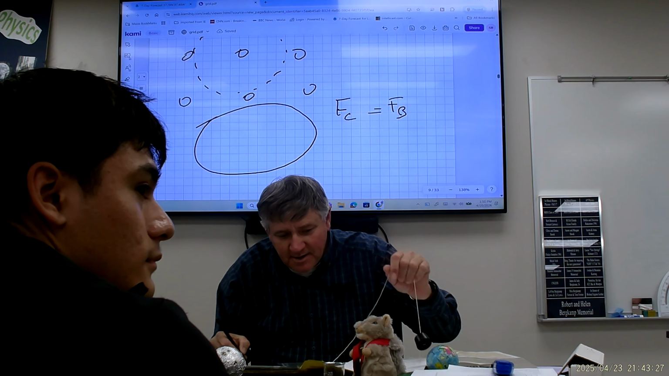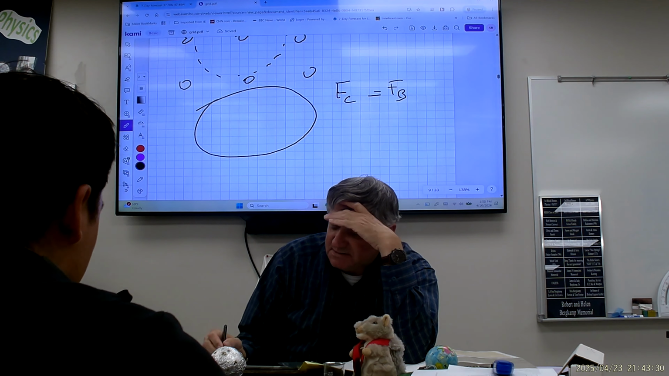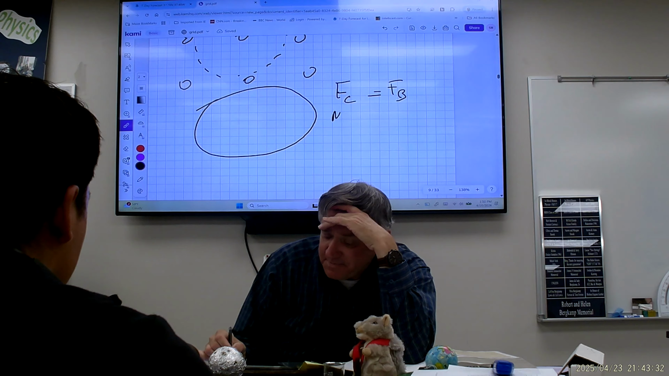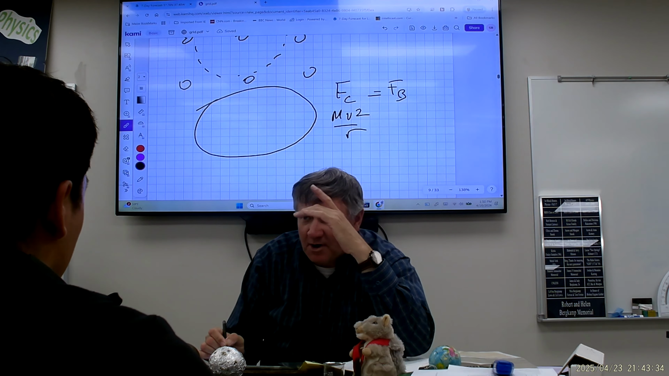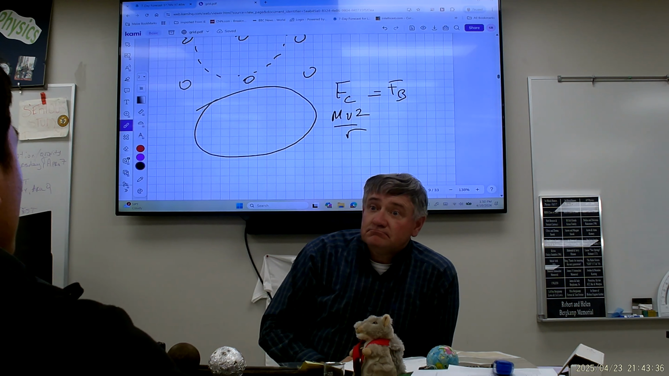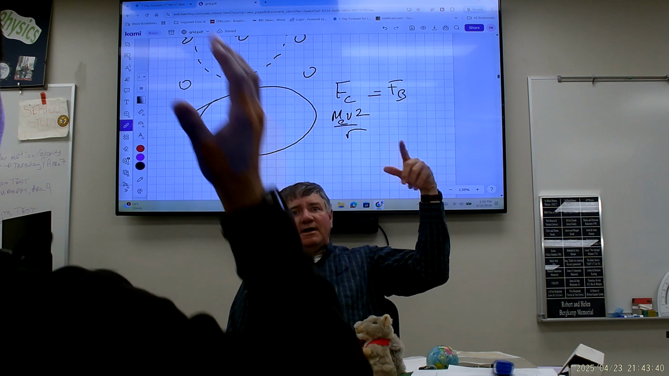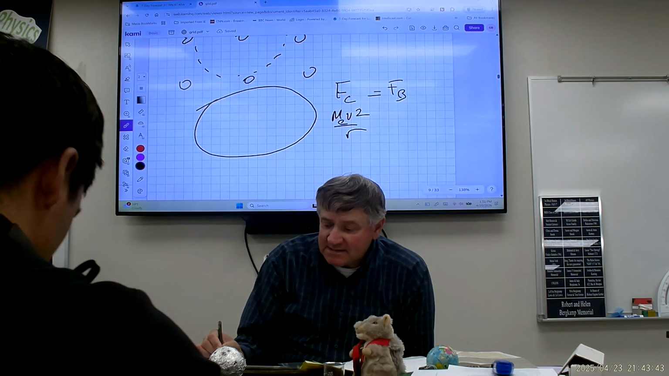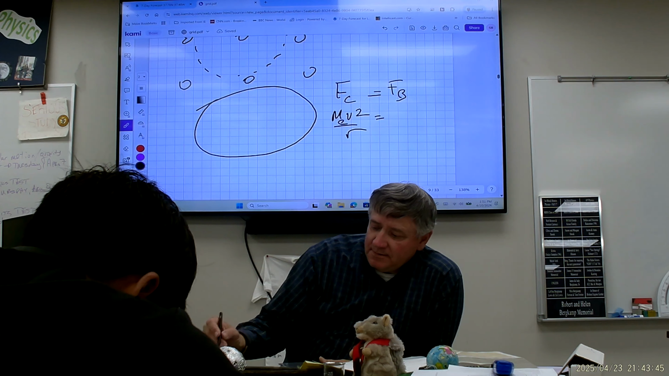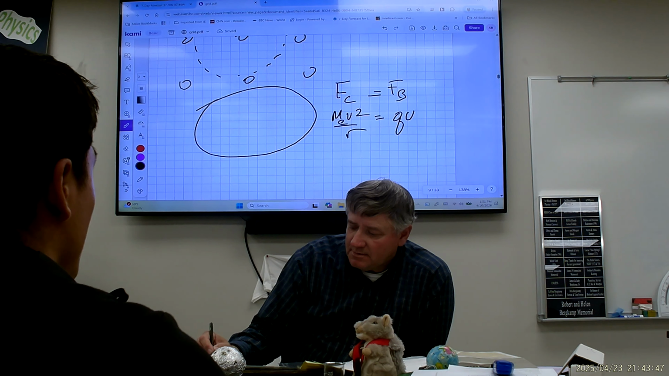So, if you look at this, that's going to be mv squared over r. So you get B. So that might be like the mass of the electron, the proton, whatever that is. Now, that's going to equal what? What did I say? mv squared over r.